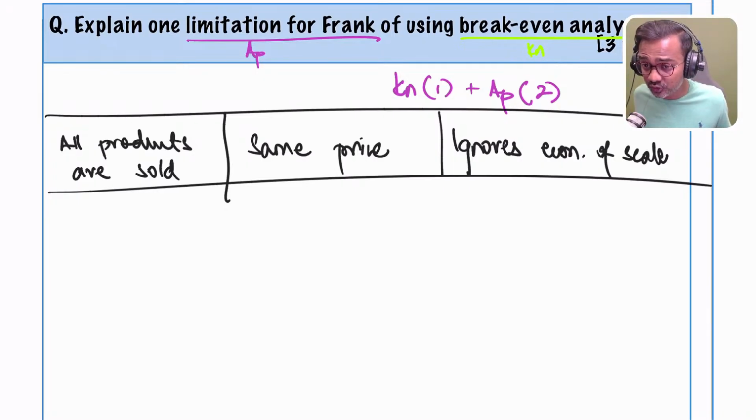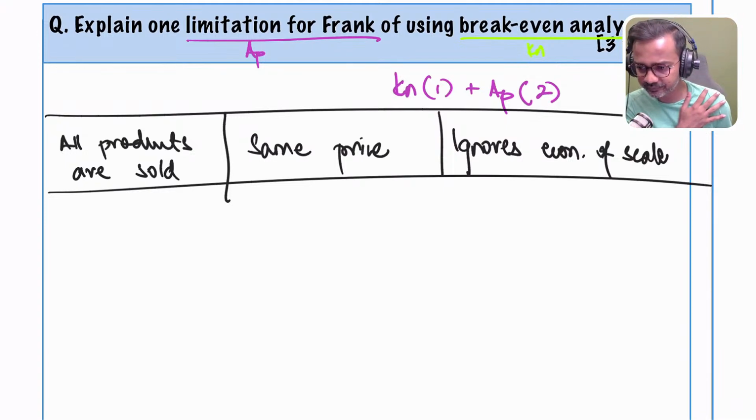So it doesn't assume that your cost is going down as you continue to increase your output, right? And that's a fact, right? We know that economies of scale exist, and that's what businesses are banking on in terms of making their money. So these are the three limitations.